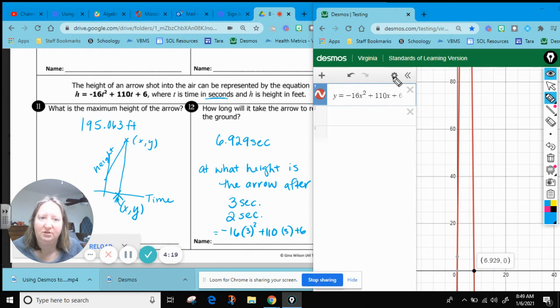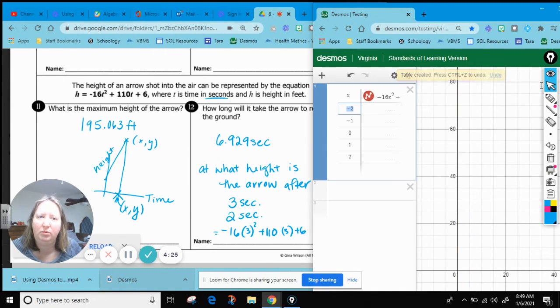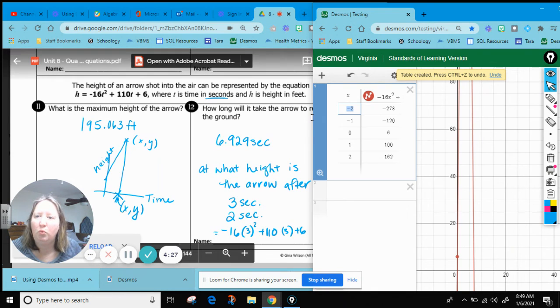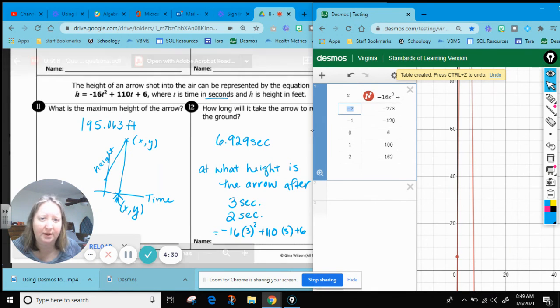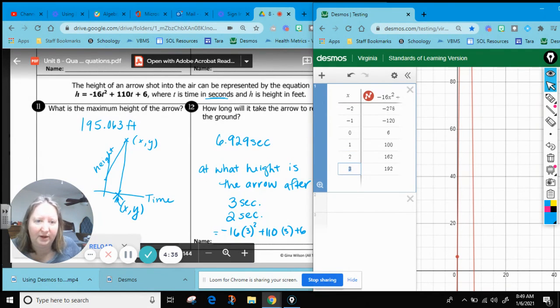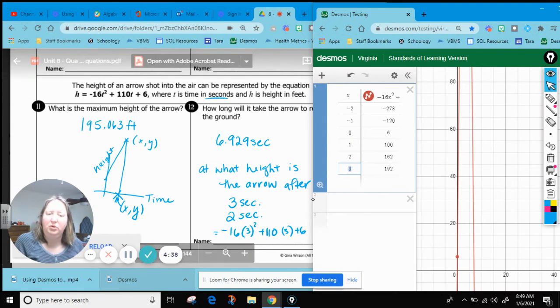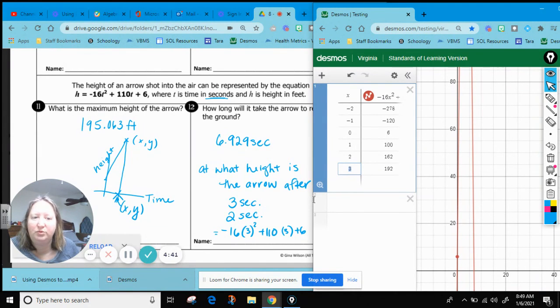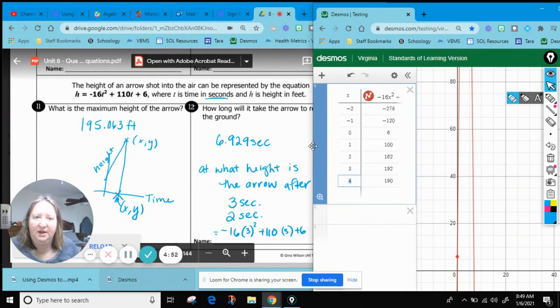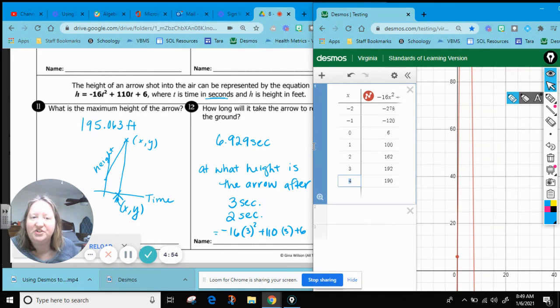Well, there's another way to do that, which is to use a table on Desmos. So I come up here and I'm going to use a table. And I want to know about when x, or t, because they're the same thing, is 3. 192 feet. When the time was 3 seconds, the arrow was at 192 feet. What about at 2 seconds? At 2 seconds, it was 162. What about 4 seconds? Okay, so this is seconds, the amount of time, and this is the height that it was. So that's how you can use Desmos to answer your question.